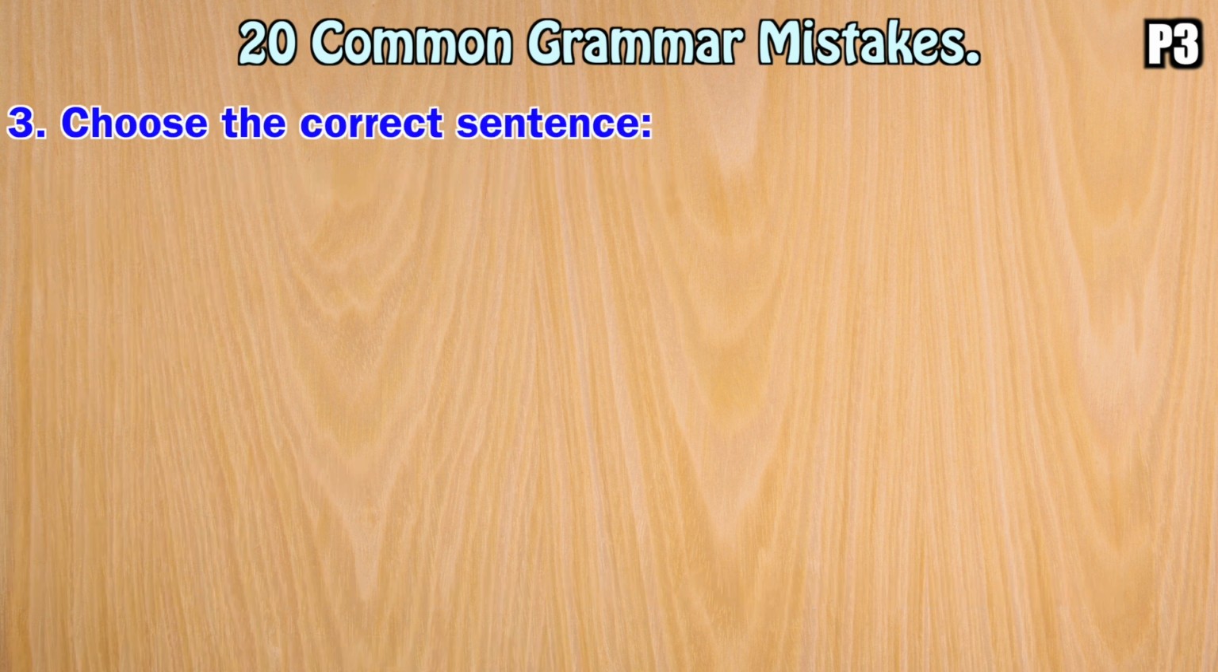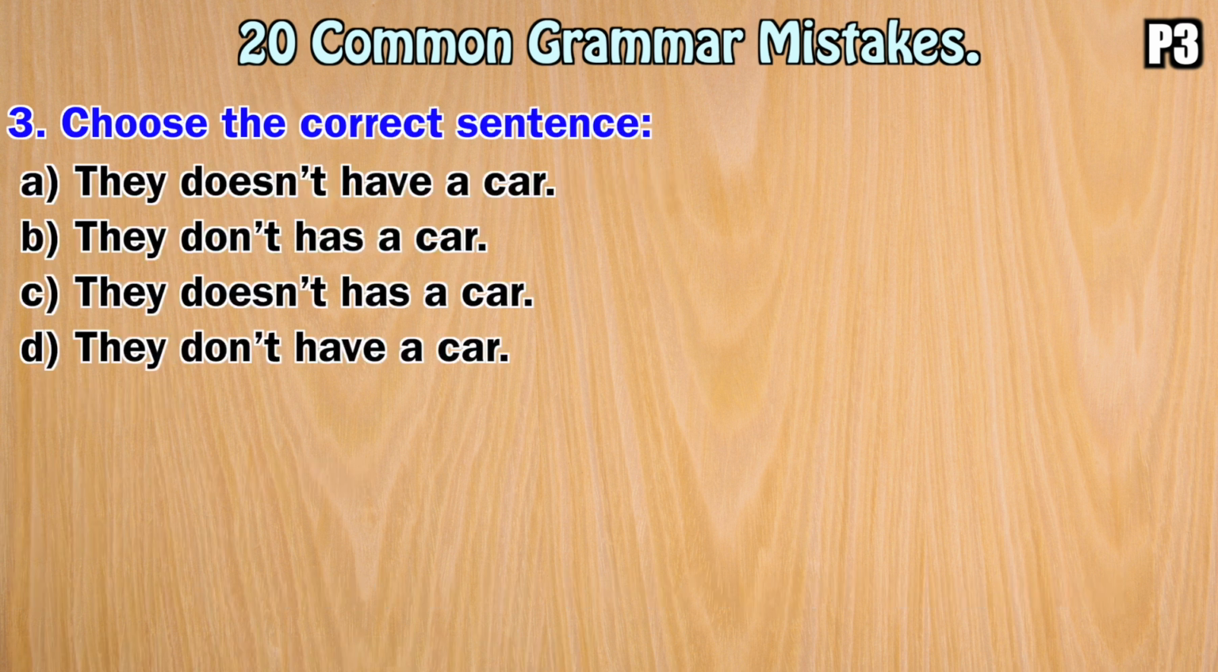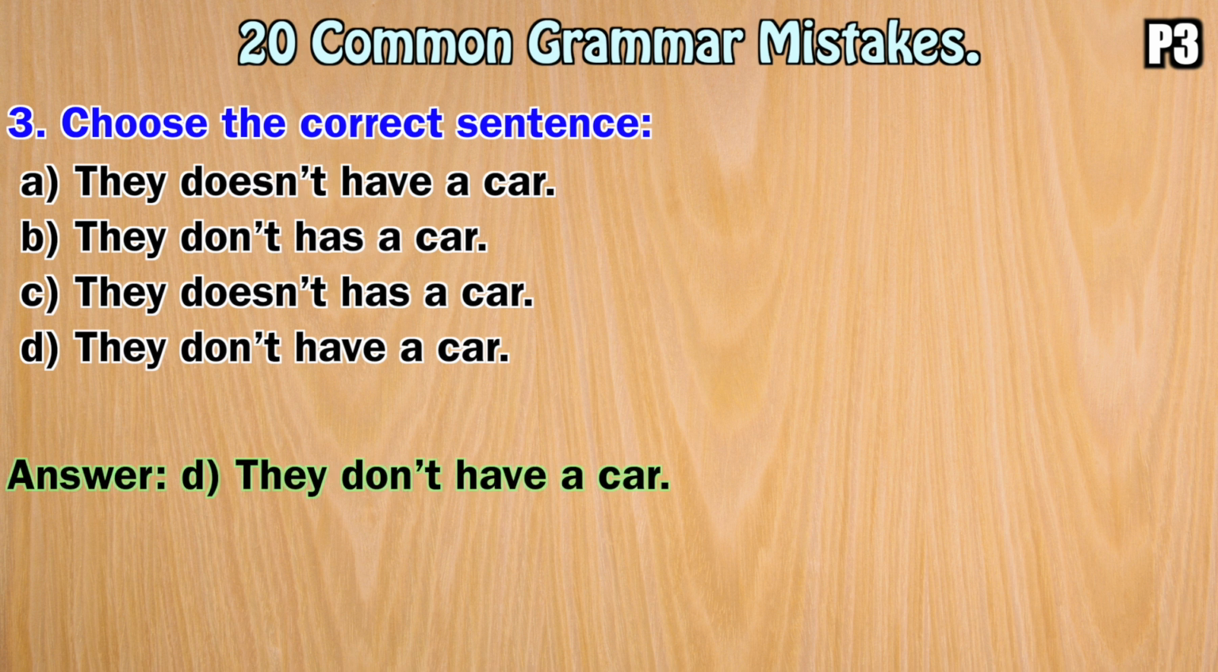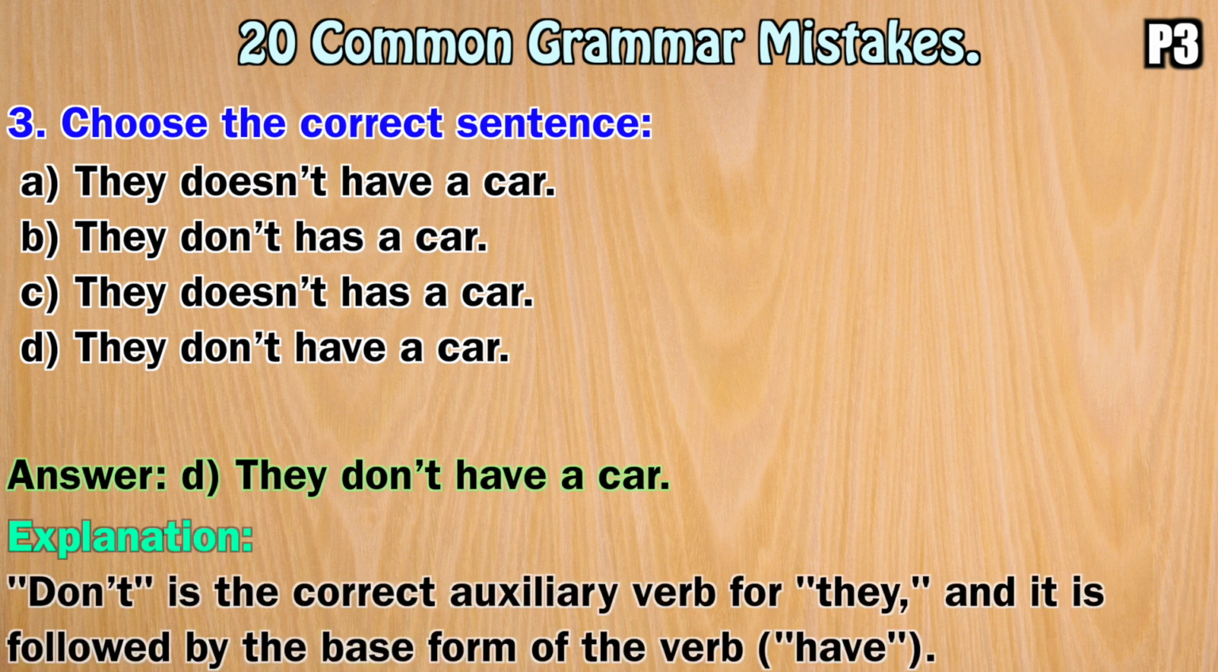3. Choose the correct sentence. A. They doesn't have a car. B. They don't has a car. C. They doesn't has a car. D. They don't have a car. Answer. D. They don't have a car. Explanation. Don't is the correct auxiliary verb for they, and it is followed by the base form of the verb, have.